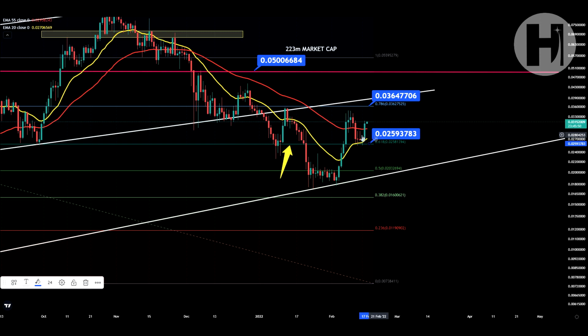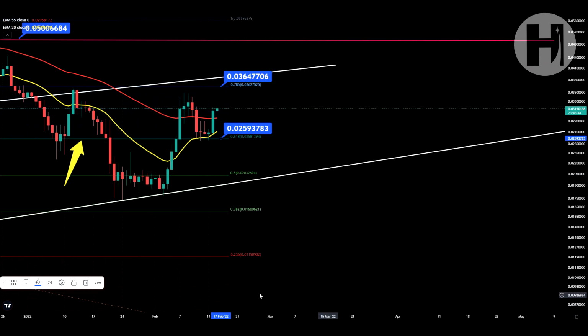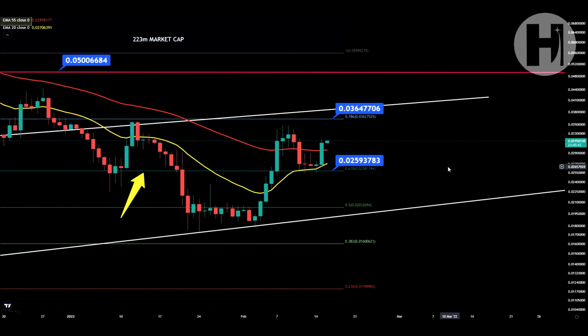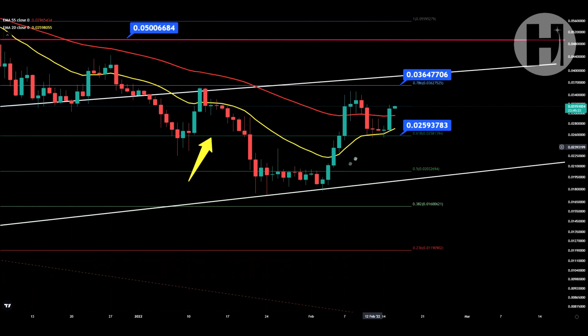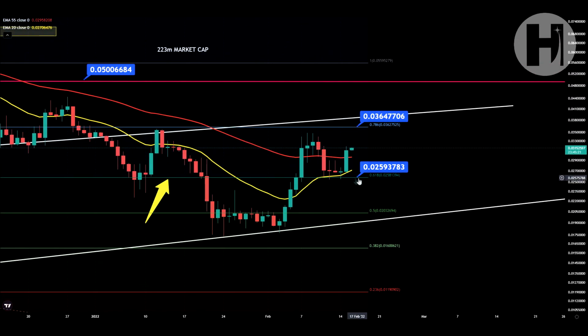As you can see, we have the 20 EMA up, which is the yellow line, and the red line is the 55 exponential moving average. The last video we made on VRA was back a week ago. So we were sitting over here above the 55 EMA, and I did tell you that we can expect a bounce off of the 20 EMA and off of the golden ratio here, because these are two very important support levels that we need to hold, especially the golden ratio here.